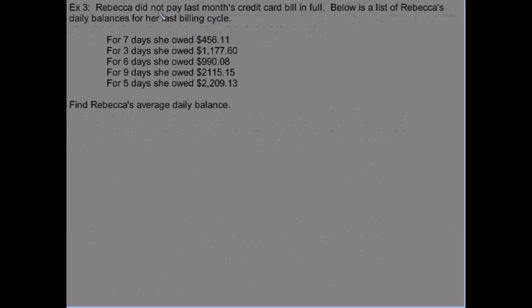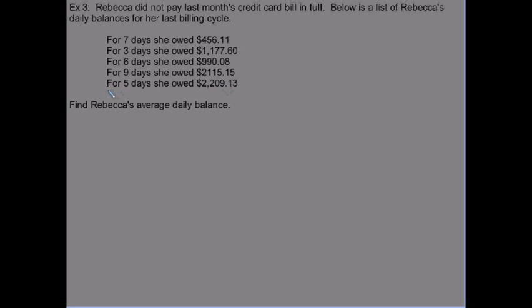Okay, so Rebecca didn't pay last month's credit card bill in full. So here are her daily balances for the last billing cycle. She had 7 days where her balance was $456.11. Then 3 days it was $1,177.60. Then 6 days $990.08. 9 days $21.15. And then for 5 days it was $22.09.